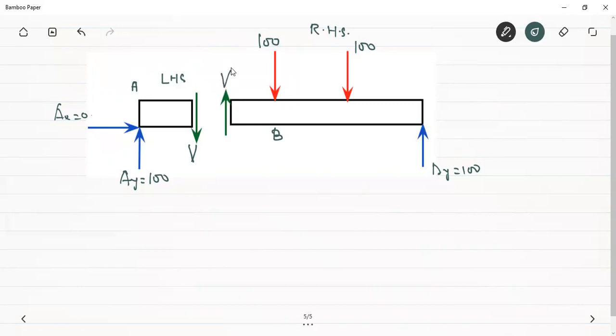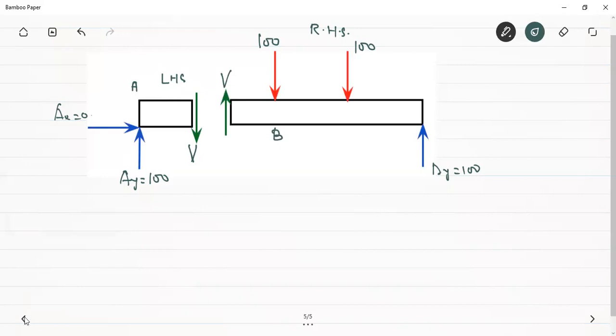Okay, so this is the free body diagram of the right hand side of the section, and this is the free body diagram of the left hand side of the section. See here, the blue and red forces are the external forces, and this shear force shown in green is the internal force which has developed so that this beam should remain in equilibrium. Fine. So what is the shear force at this section?